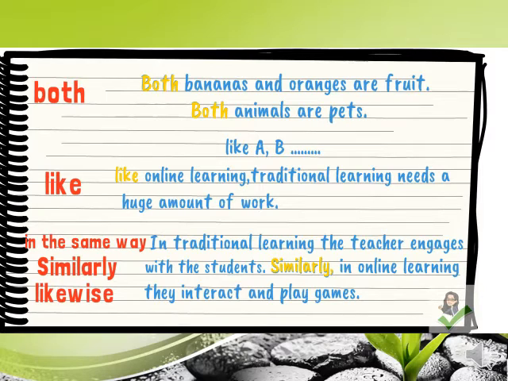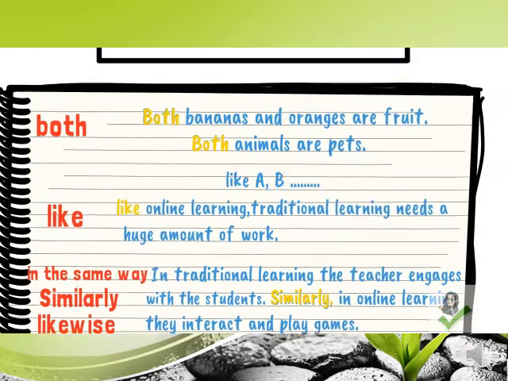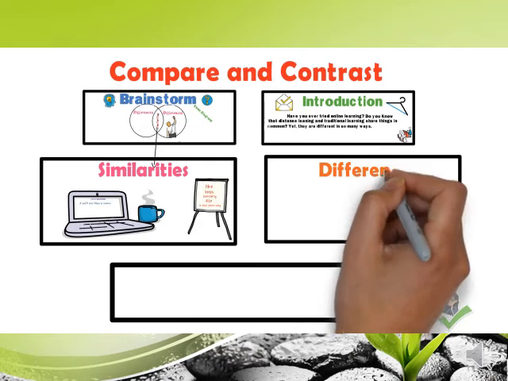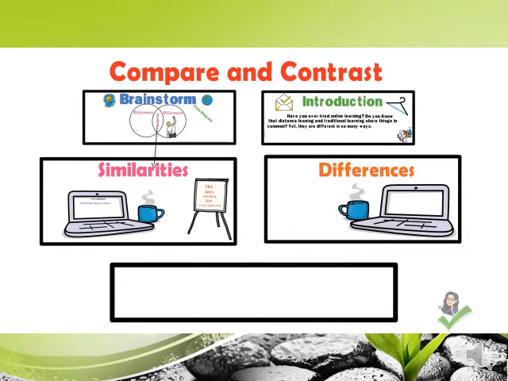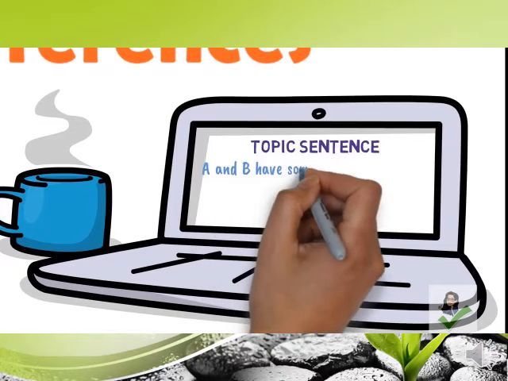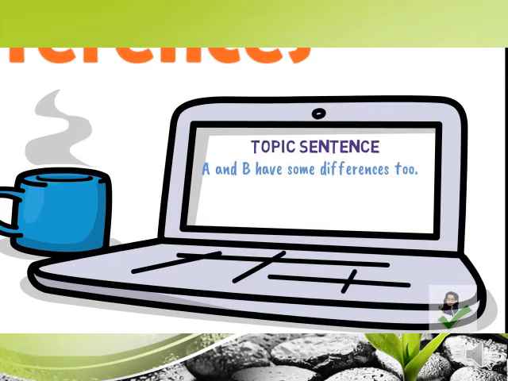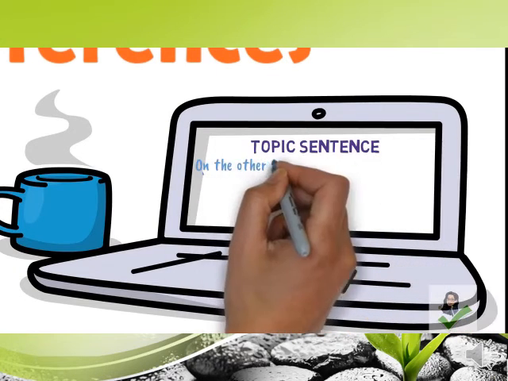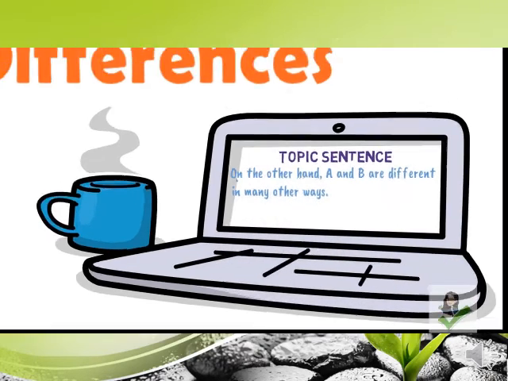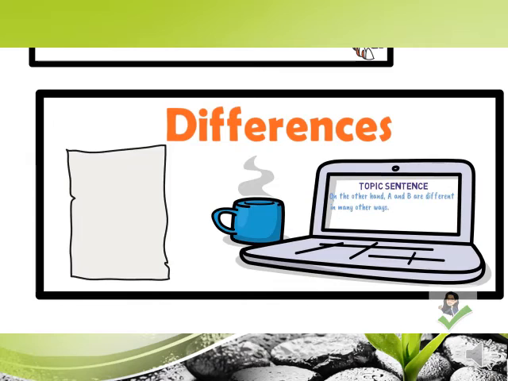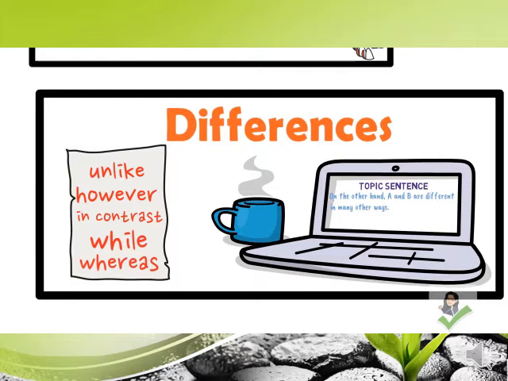Once you finish writing the similarities, it is time to write the differences, the third paragraph. Again, start with the main idea. For example, A and B have some differences too. Or, on the other hand, A and B are different in so many ways. Now, some common words to contrast are unlike, however, in contrast, on the other hand, while, whereas. Let me show you how to use those.